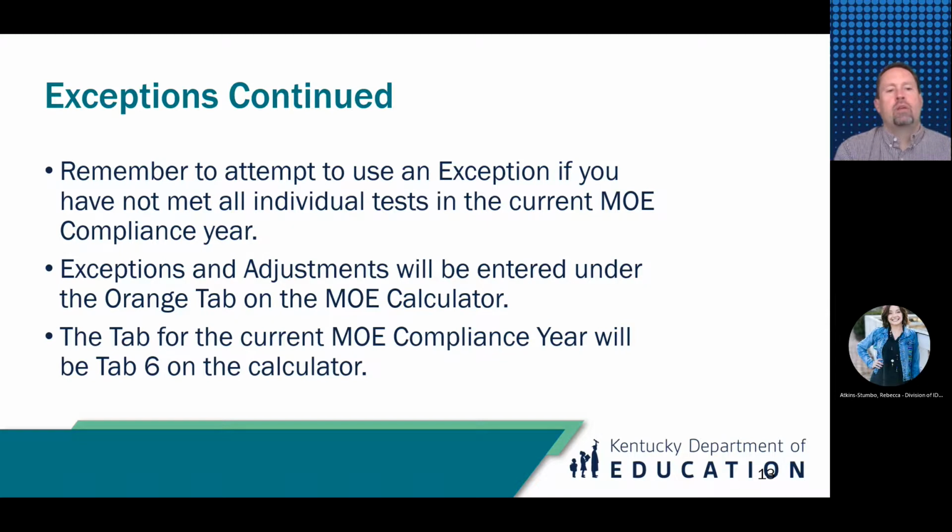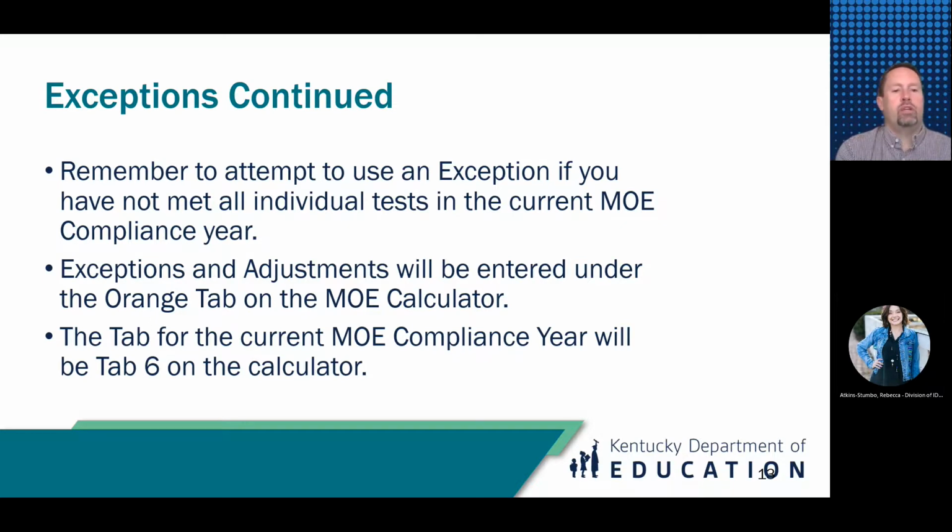As far as the exceptions go, remember to attempt to use an exception if you haven't met all the individual tests in the current MOE compliance year. So always look for exceptions. And you're going to enter those under the orange tab on your MOE spreadsheet or calculator. And when that MOE spreadsheet is sent to you, the orange tab is going to be the exception and adjustment tab. And it's going to look different with each spreadsheet, but bottom line, the orange tab is the one you're going to enter the voluntary departure exceptions on. And that's where all your other exceptions would be entered.